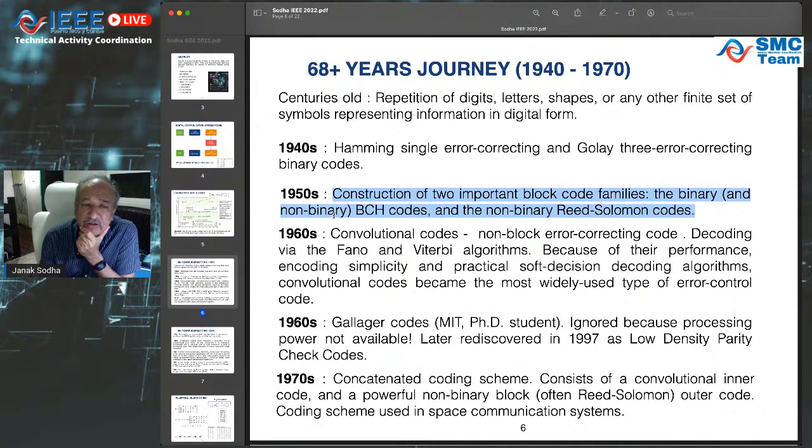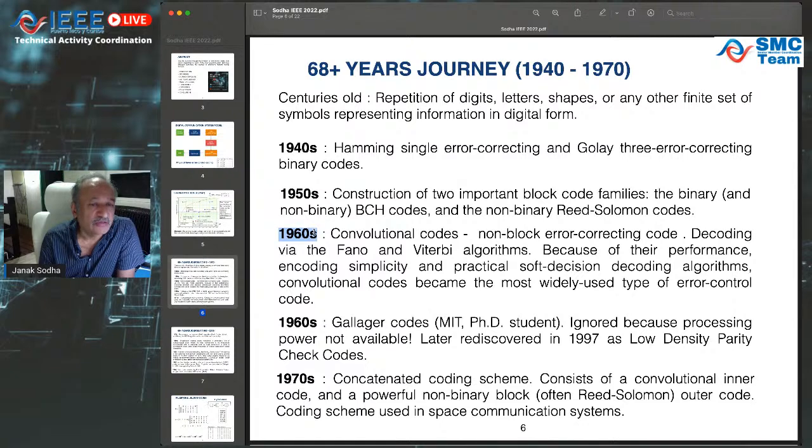about 10 years later, we evolved the mathematics of block codes to the point where BCH codes were created, non-binary codes, and non-binary Reed-Solomon codes, again, block codes.